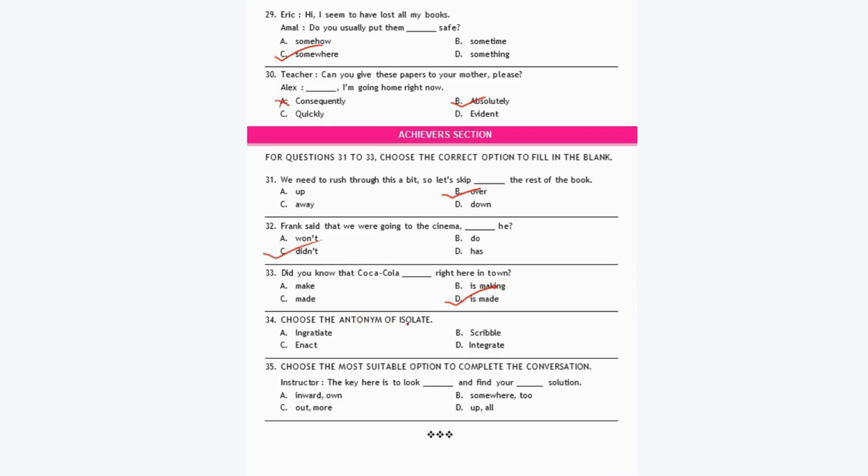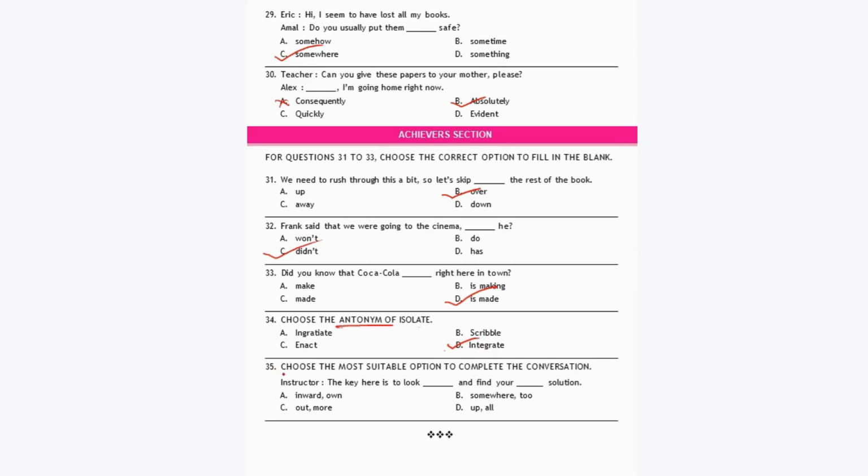Now choose the antonym of isolate. So what do you mean by isolate? To keep something or someone separate from the remaining other people, like remaining things or other people. Okay, so here you have to find out the opposite of isolate. So here the opposite of isolate is integrate, which means to join, to unite it. Okay, so the opposite of isolate is option D, integrate.